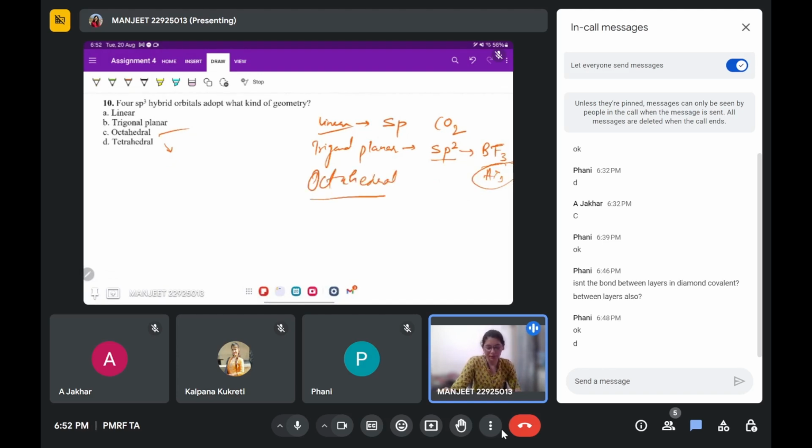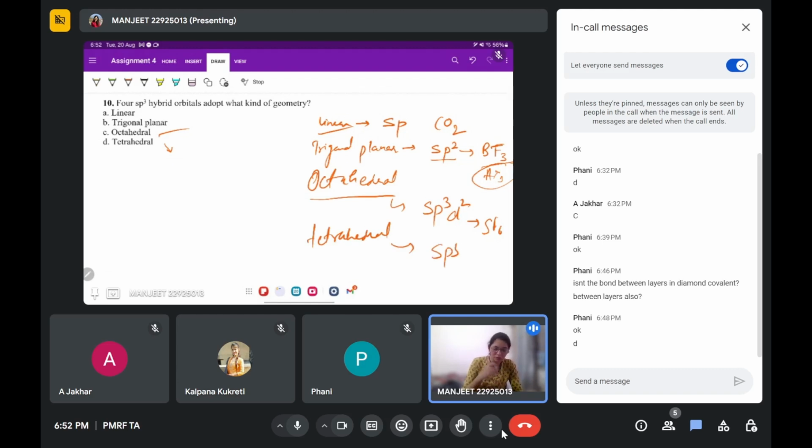Octahedral one having the hybrid orbital of sp3d2. That is basically S in the six coordinate one, SF6. The example for the octahedral one is SF6, and next one is the tetrahedral. Tetrahedral is having the hybrid of sp3.